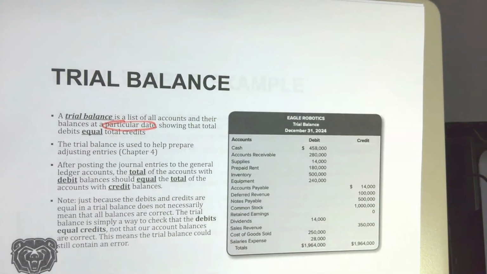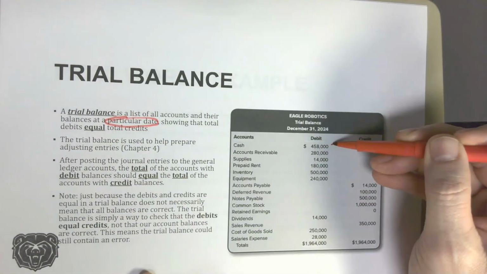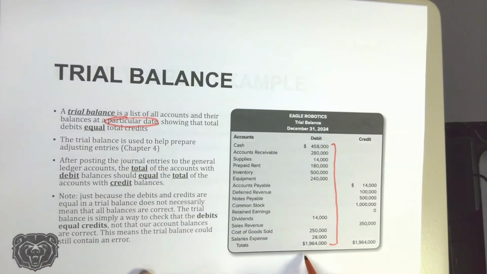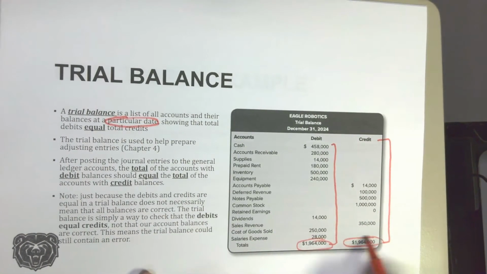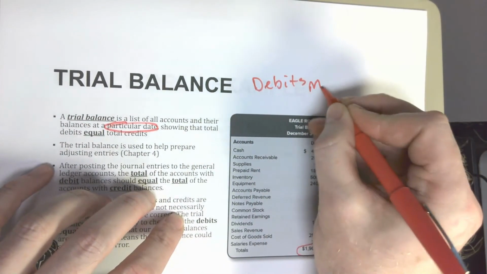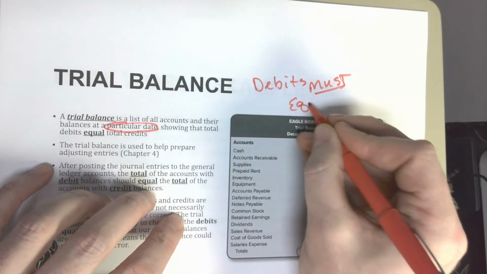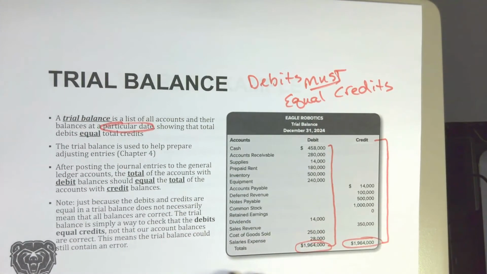So after we post journal entries to the GL, the total of the accounts with debit balances should equal the total of the accounts with credit balances. They have to be equal, right? So you can see here, we look at the trial balance. All of our debit accounts that are listed here on the left-hand side equal 1,964. All of our credit accounts equal the same. So our debits equal our credits. Remember, I've said this several times, debits must equal credits. Okay? If they do not, we've got a problem.